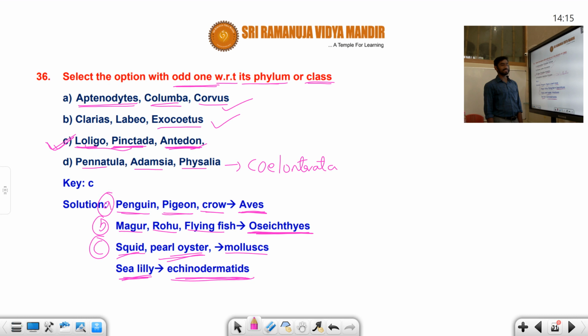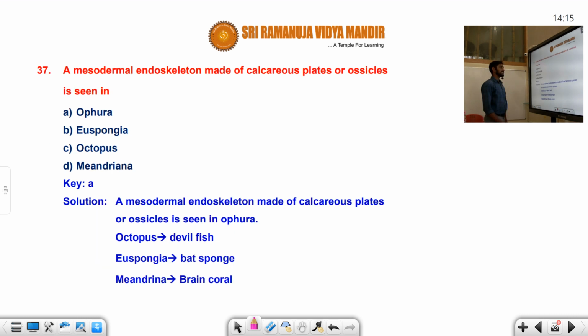I hope you understand this question. So, the next one is: mesodermal endoskeleton made up of calcareous plates or ossicles is seen in. This we also discussed, that is Ophiura. Answer is Ophiura. So, the mesodermal endoskeleton made up of calcareous plates or ossicles is seen in Ophiura. Whereas the octopus is known as the devilfish, Euspongia is called the bath sponge, right. Meandrina is called the brain coral.